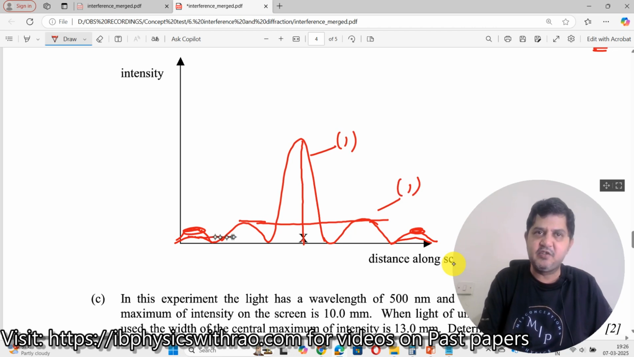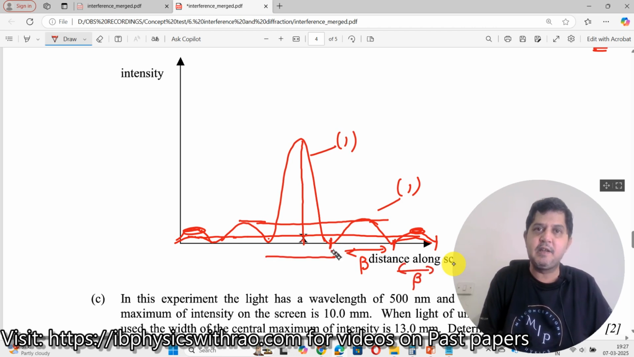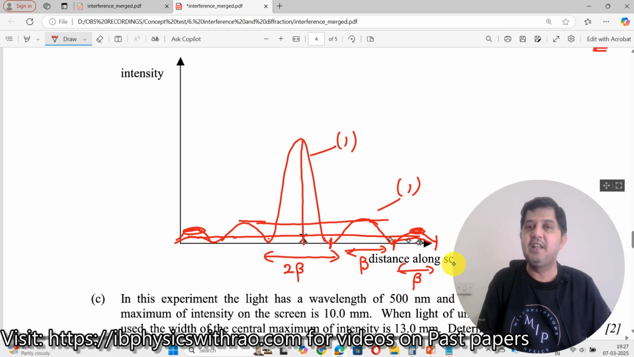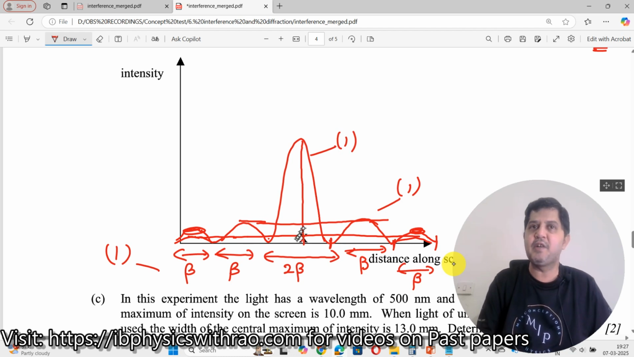Then these peaks should be smaller, and the distance between these peaks, this minima here, should be the same. If this is beta, this should also be beta, while this should be 2 times beta. There should be a fatter curve and a thinner curve. Here also it is always beta, and here it is beta. If you do this, you get 1 more mark. So 3 marks: the first one for the central maxima, the second for the secondary and tertiary maxima that you write, and lastly 1 more mark for the distance between the peaks where it hits the x-axis. The middle one should have 2 beta, the rest of them should have only beta. This is what you need to write.